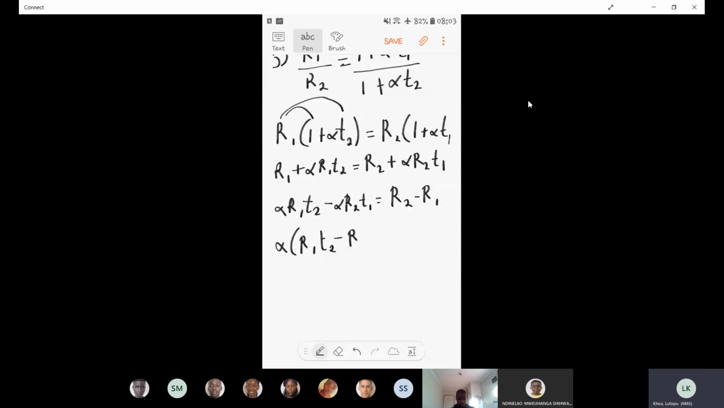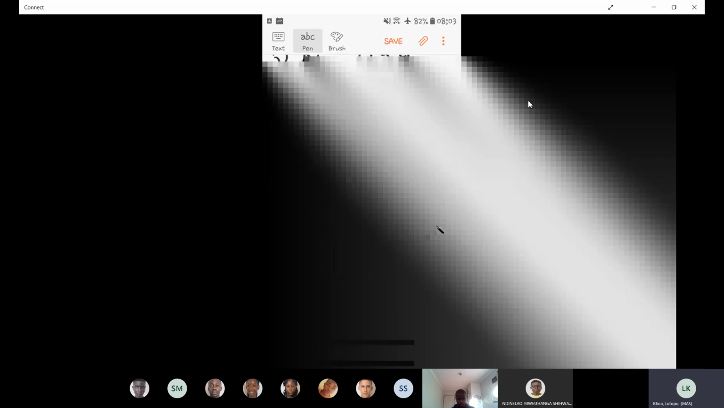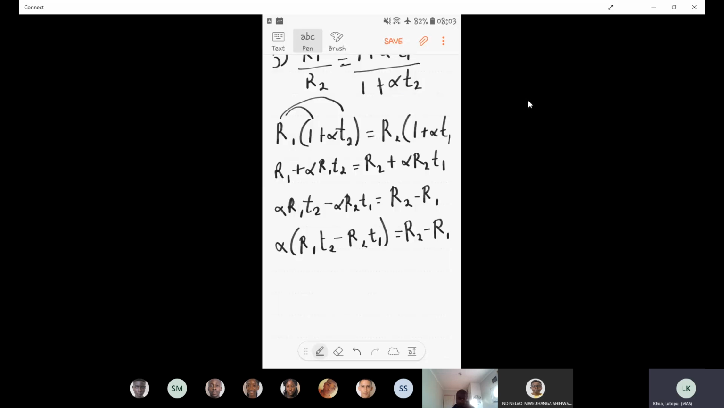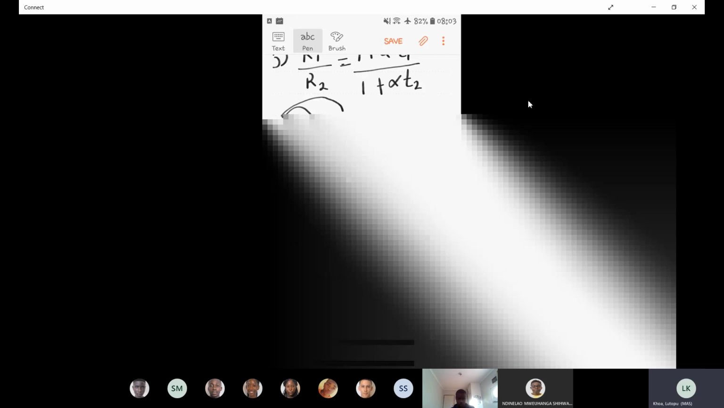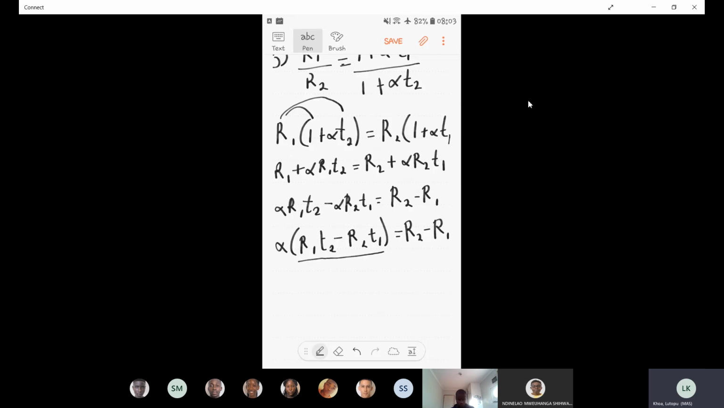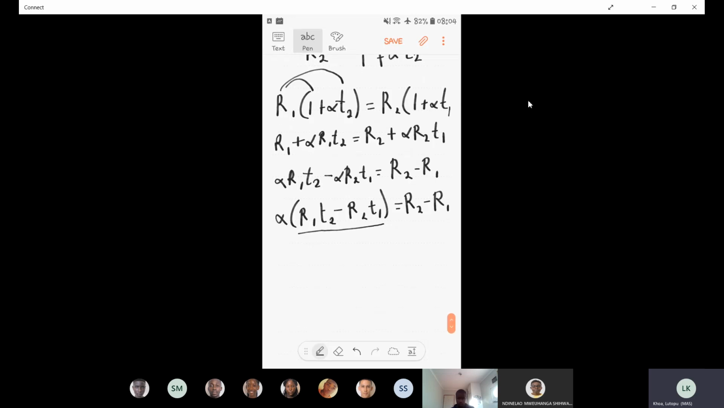Minus R2 T1, this is equal to R2 minus R1. And then you divide by this bracket over here. And then you get alpha is equal to R2 minus R1 over R1 T2 minus R2 T1. And that's the final answer.